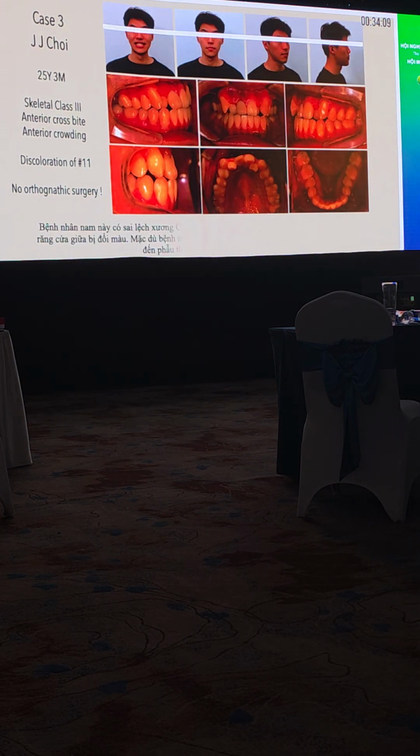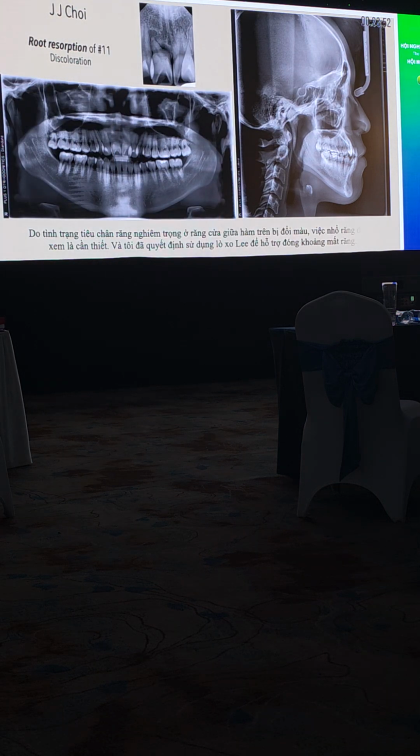This male patient exhibits class 3 malocclusion, with crowding in the maxillary incisors and discoloration in the central incisor. Although the patient perceives lip protrusion, he is not interested in orthognathic surgery. Due to severe root resorption in the discolored maxillary central incisor, extraction was deemed necessary, and I decided to utilize the wrist spring to facilitate the closure of this space.